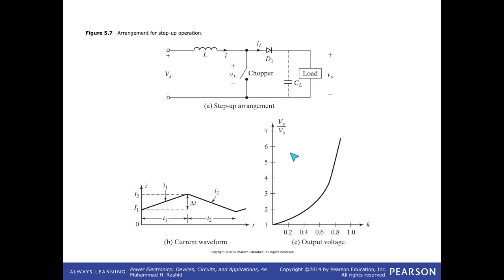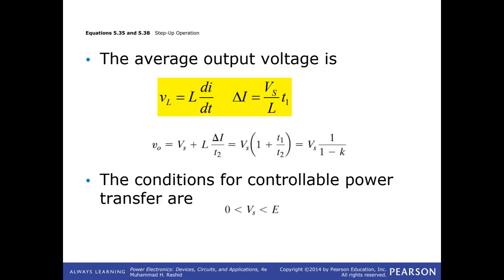In contrast to that, the output voltage VO is equal to 1 over 1 minus K times Vs, where K is the turn on and turn off time ratio of the switch. That is what step-up action is all about, and we have derived those equations. You can see that equation here.